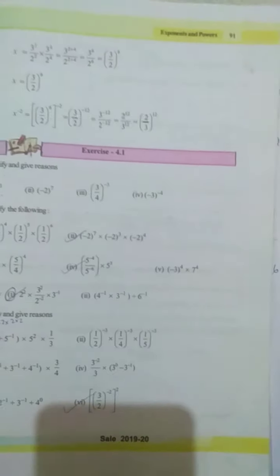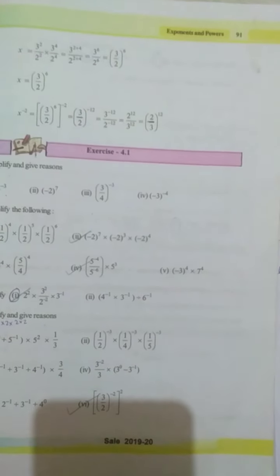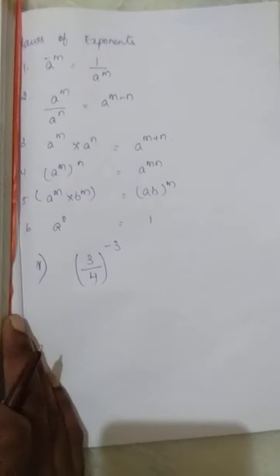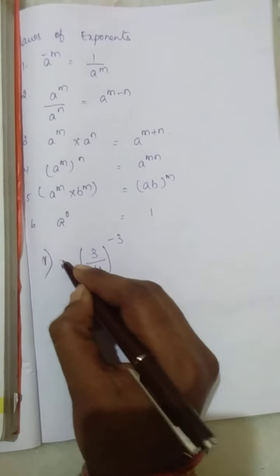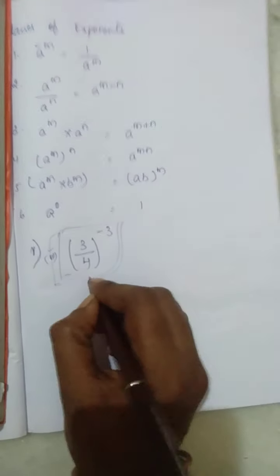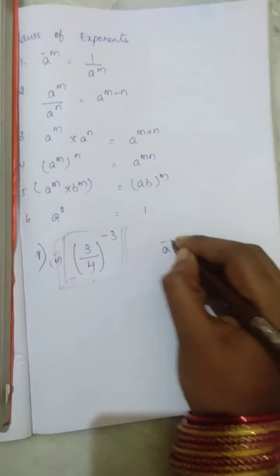I will tell you this one: 3 by 4 whole to the power of minus 3. This is your third question in the first bit. If you observe this exponent and power, this is in the form of a power minus m.